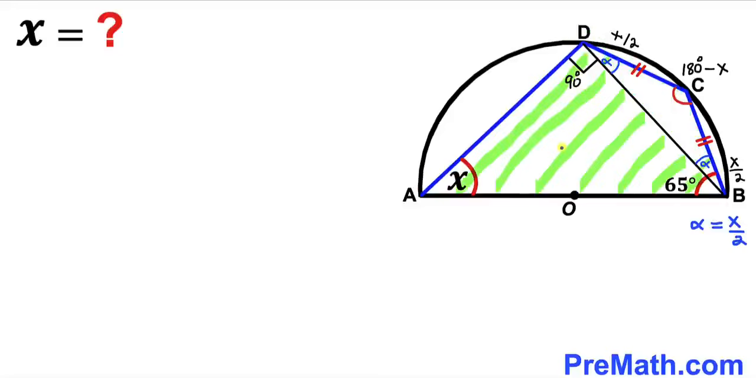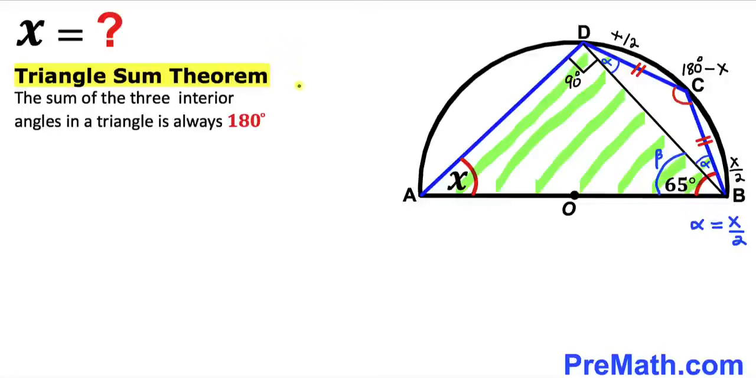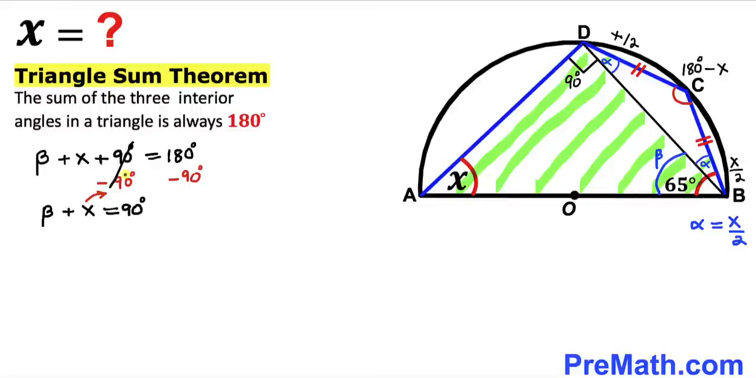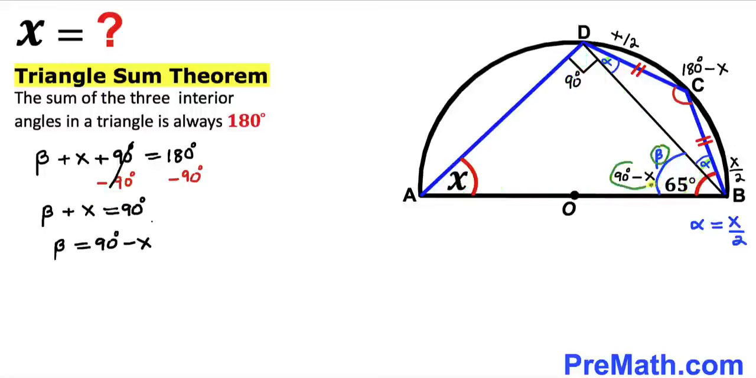And now let's focus on this right triangle ABD. And I'm going to label this angle as our angle beta. And now let's recall the triangle sum theorem once again. The sum of three interior angles in a triangle is always 180 degrees. So therefore, the sum of all these three interior angles, x, beta, and 90 degrees must be equal to 180 degrees. So therefore, I can write angle beta plus angle x plus 90 degrees must be equal to 180 degrees. And now we are going to subtract 90 degrees from both sides. This is gone. So therefore, our angle beta plus x is going to be equal to 90 degrees. And now I'm going to move this x to the other side. So therefore, this angle beta turns out to be 90 degrees minus x.